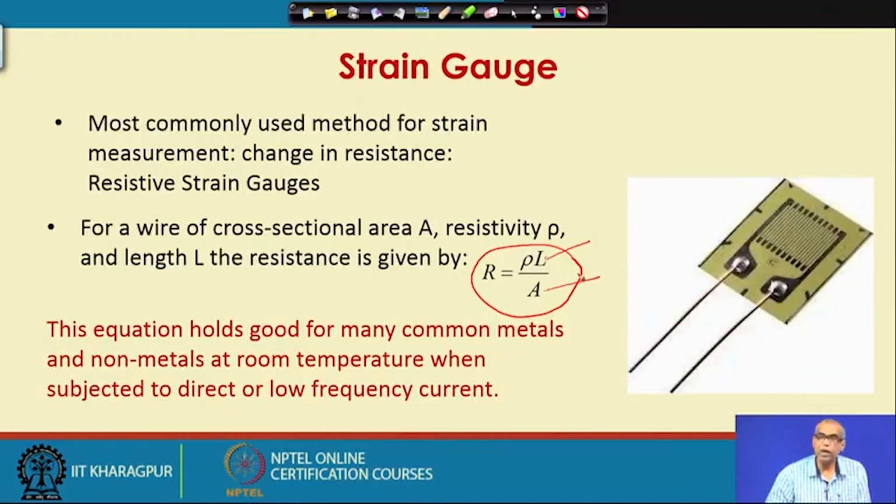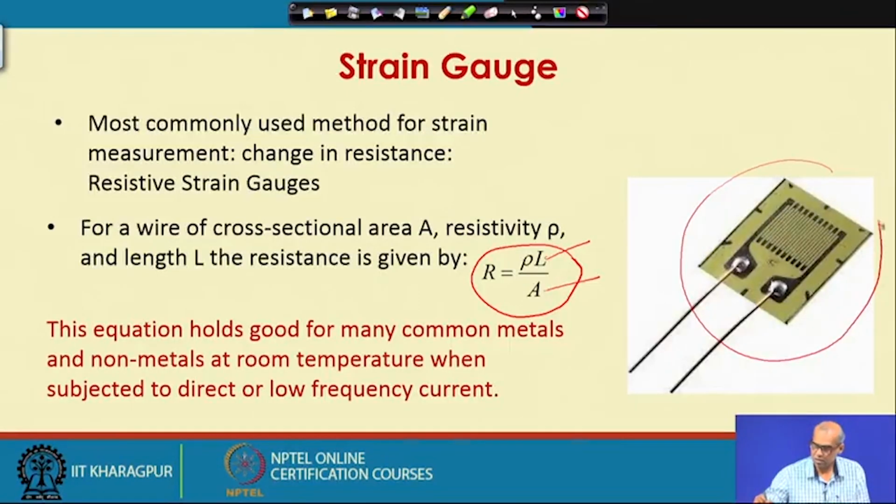So, if a resistance wire is under strain, its length will change, its area will also change. So, it means that if I can measure the strain or change in length, I will be able to relate resistance with the change in length. This is the principle on which a resistive strain gauge will work. So, resistive strain gauge is basically nothing but an electrical wire which can be strained.